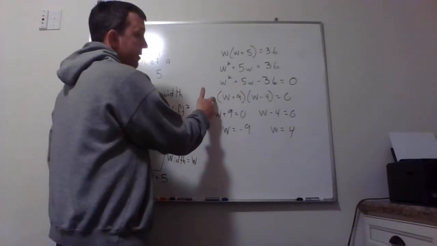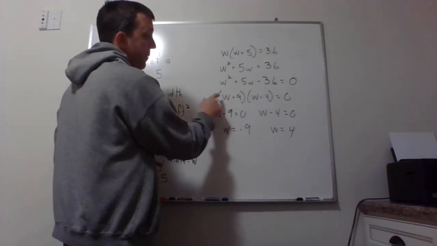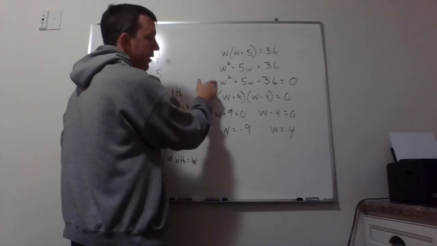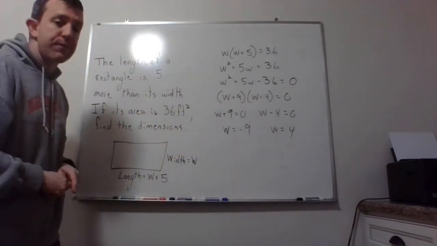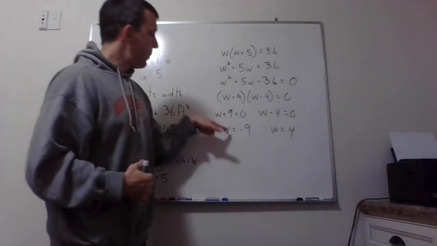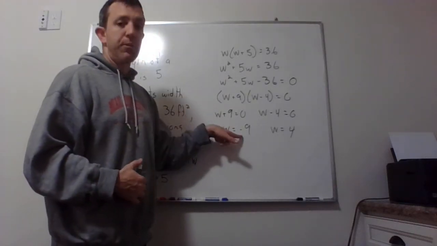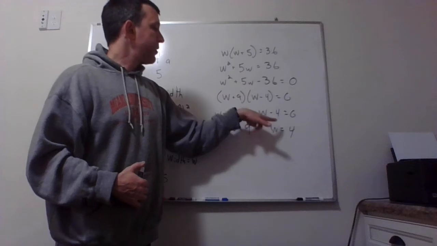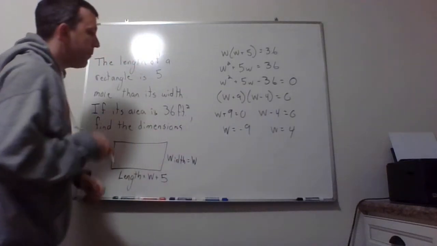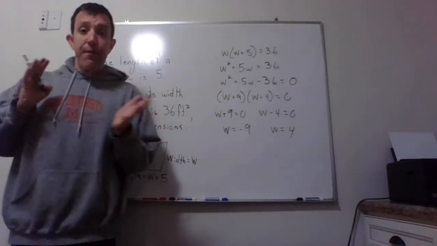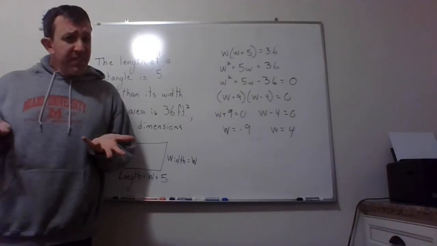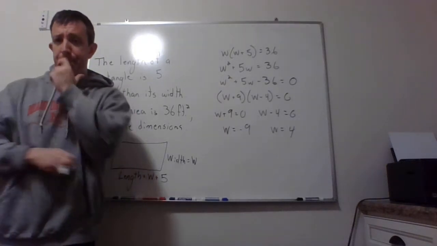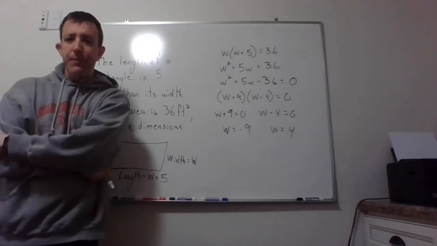Then it factors. The pair I need here is positive 9 and negative 4 to make it work. So it factors to be W plus 9 times W minus 4. I split it up. W plus 9 gives me W equals negative 9. W minus 4 gives me positive 4. But here's the thing. This is a rectangle. Right there it is, there's my rectangle. Anybody ever see a rectangle with a negative side? I just don't think so.